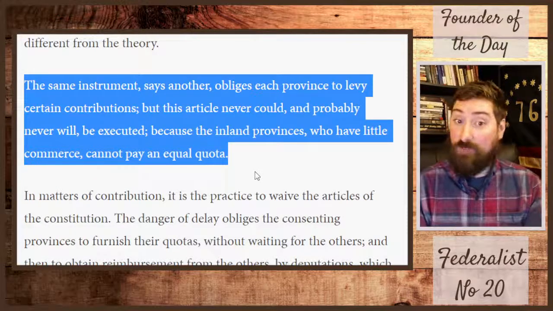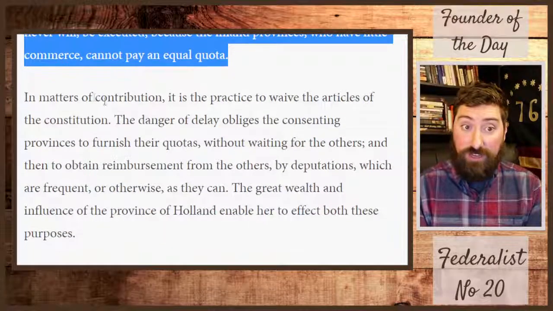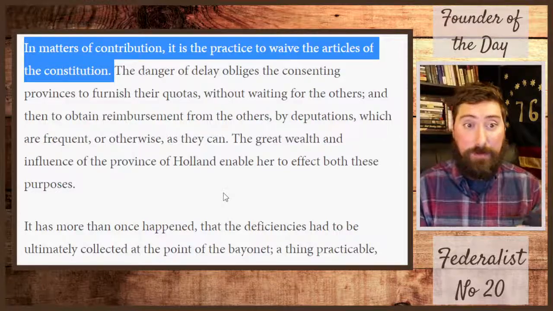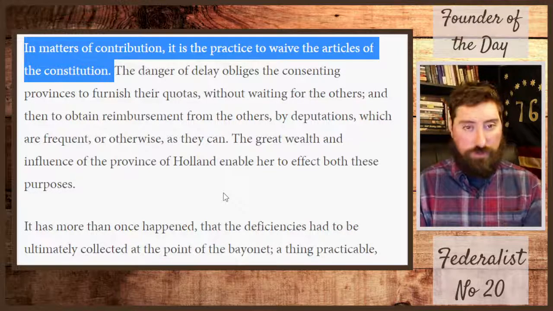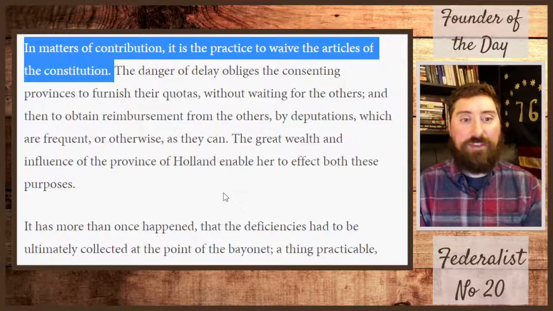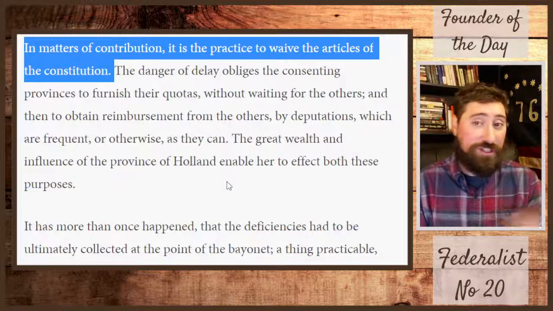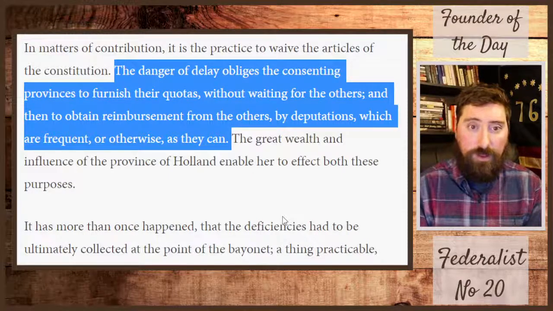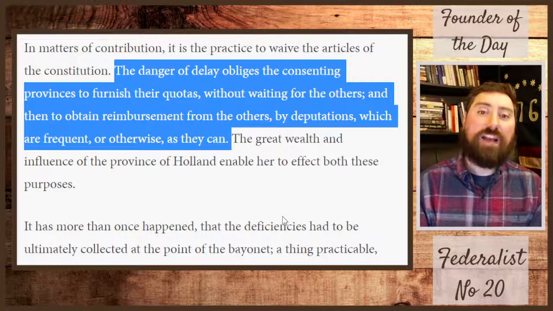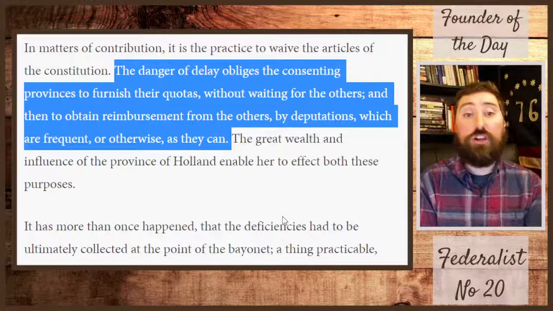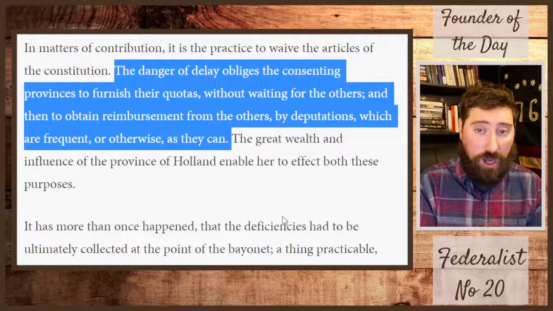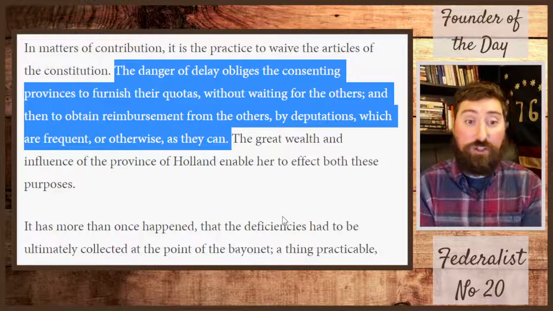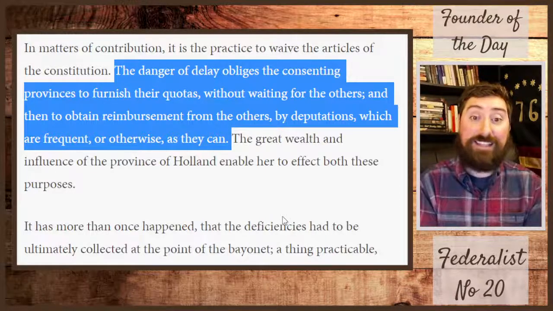So he's saying that not everyone could pay an equal quota even if they're supposed to. That's what the Constitution says, but in practice it can't happen. "In matters of contribution, it is the practice to waive the articles of the Constitution." So they literally just ignore their Constitution because they can't obey it. "The danger of delay obliges the consenting provinces to furnish their quotas without waiting for the others, and then to obtain reimbursement from the others by deputations which are frequent or otherwise as they can."